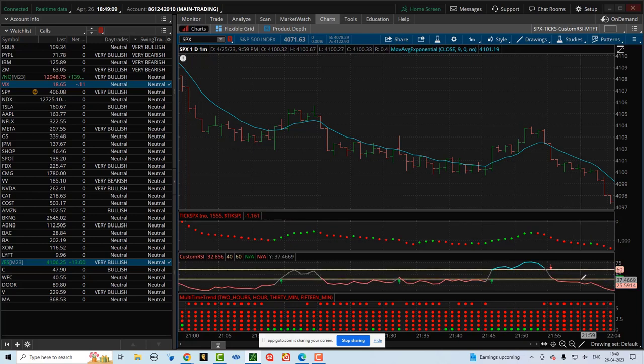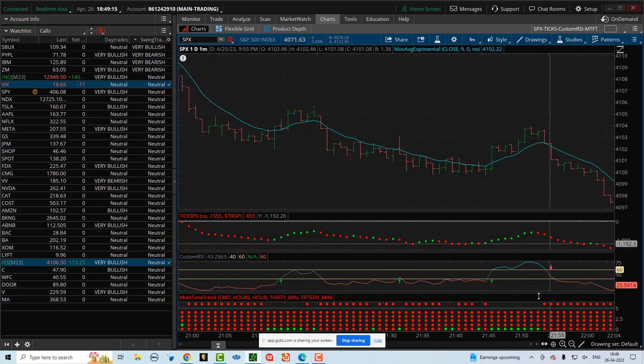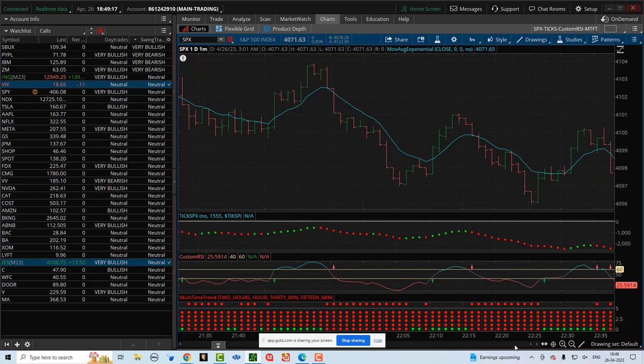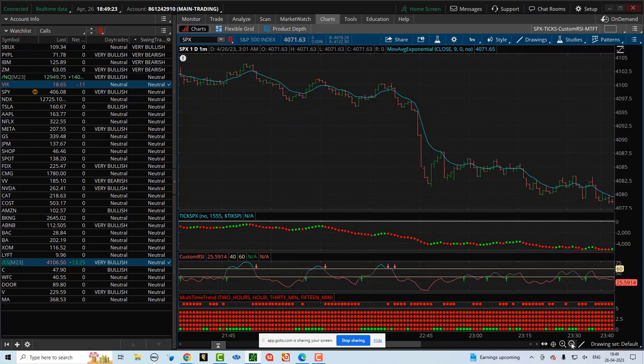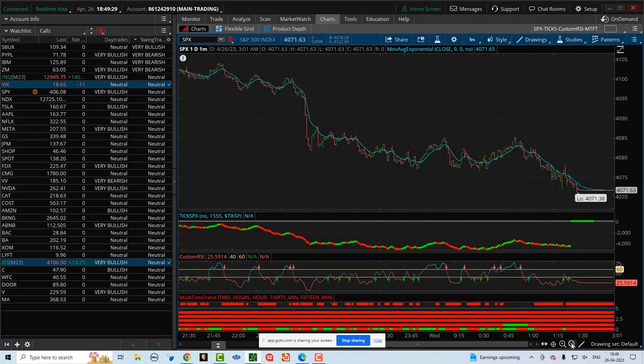But it's telling you that the market environment is still weak. Yes, you see a green dot on the lowest level, but if you look at it further, sure enough, it goes even further down. So that's the SPX ticks. You can trade the SPX, you can trade the SPY, you can trade the NASDAQ index, which is the NDX. You can trade the ES futures, all using the SPX ticks.